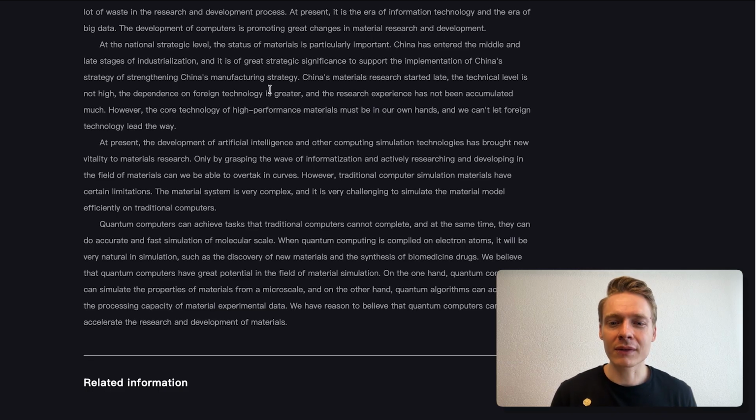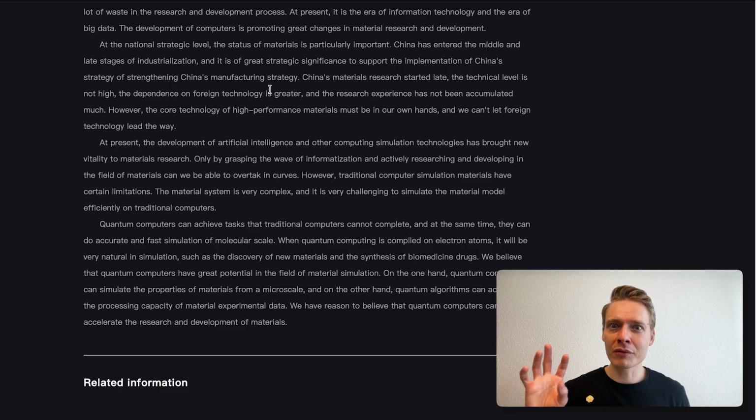When quantum computing is applied to electrons and atoms, it will be very natural in simulations such as the discovery of new materials and the synthesis of biomedicine drugs. We believe that quantum computers have great potential in the field of material simulation. On the one hand, quantum computers can simulate the properties of materials from the microscale, and on the other hand, quantum algorithms can accelerate the processing capacity of material experimental data. We have reason to believe that quantum computers can accelerate the research and development of materials.